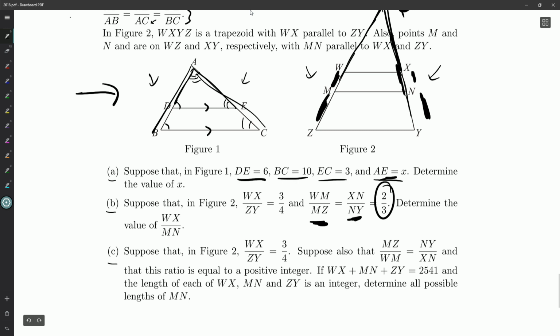Because NY looks a lot bigger than XN. Okay. So this ratio is equal to a positive integer. If WX plus MN plus ZY is 2,541, and the lengths of each of these is an integer, determine all possible lengths of MN. So we are looking for integers. Okay, so what can we do?